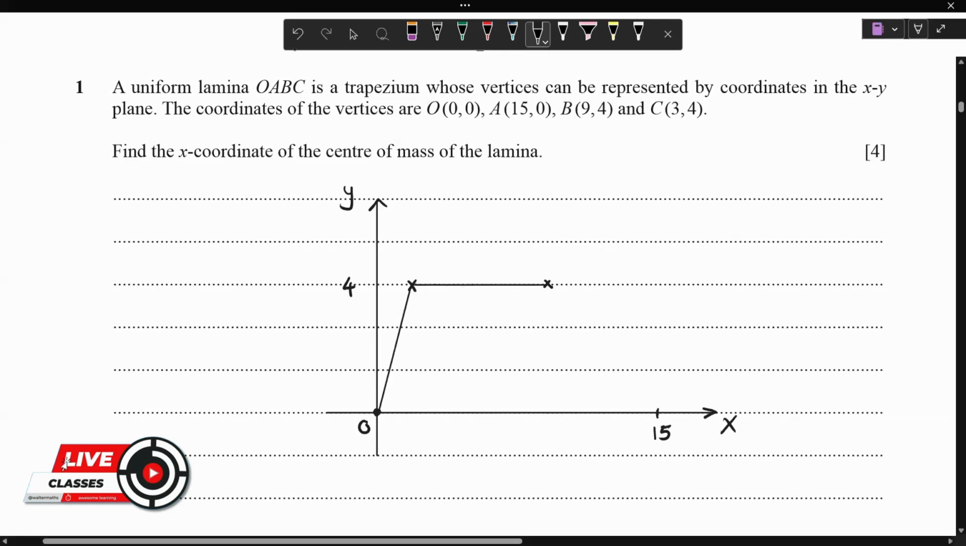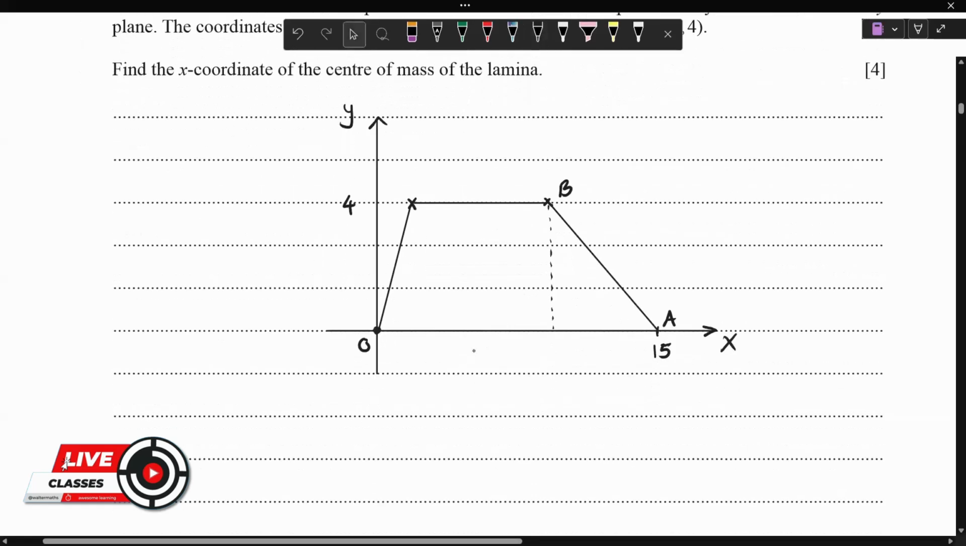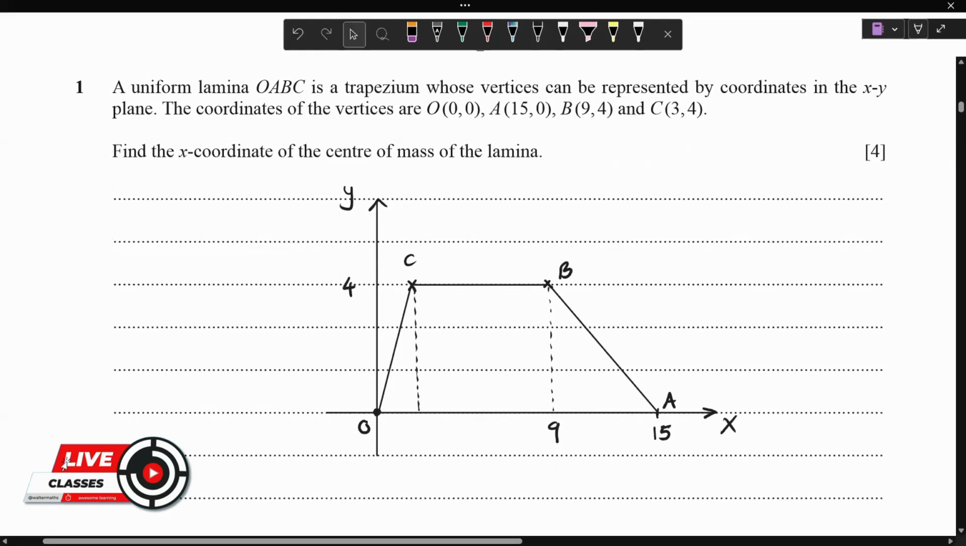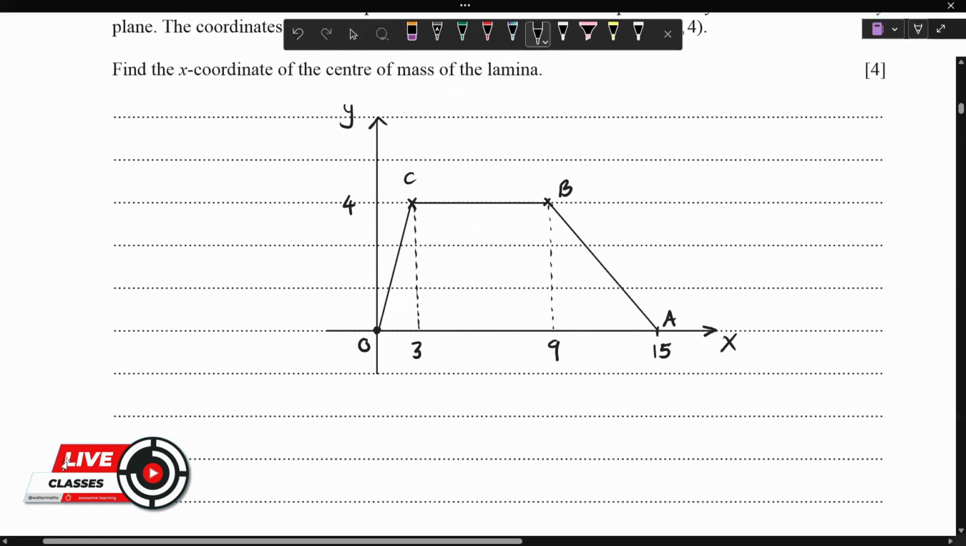So it's basically a trapezium, as they have mentioned. So this point here is A. This point here is the point B with coordinates 9, 4. So the X coordinate here is 9. And the X coordinate here for the point C is 3. So this is basically what we are having. Okay, I hope that's all right.